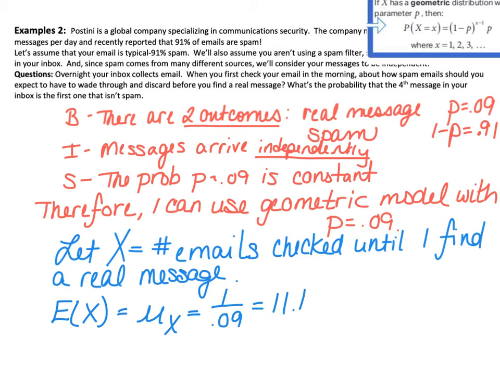It doesn't ask me about standard deviation, so I'm going to bypass that right now. The second thing it asks me is, what's the probability that the fourth message in your inbox is the first one that isn't spam?